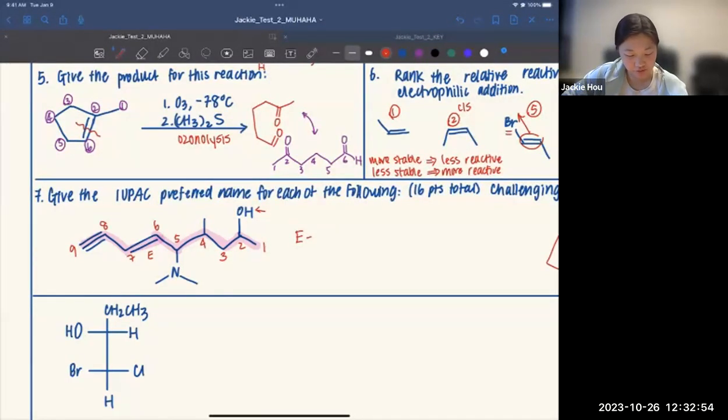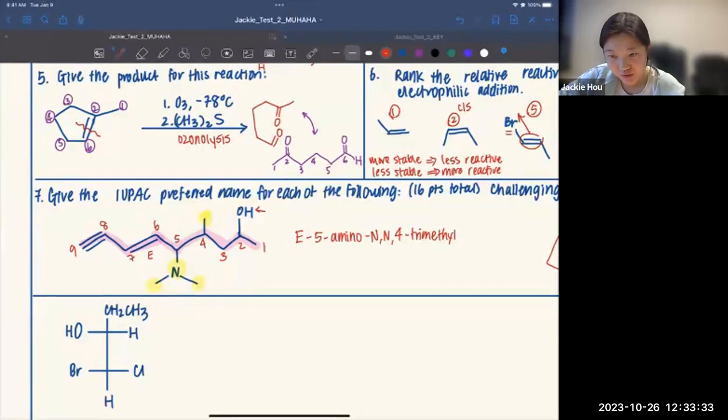Okay, and then my branches coming off of it, I have a methyl over here, and a methyl group over here. I have another methyl over here. I have a methyl over here. I also have an amino group over here. And then everything else is either part of my parent chain or my alcohol, right? So I know that amino, the A comes before the methyl, so just start off with amino. And 4 trimethyl.